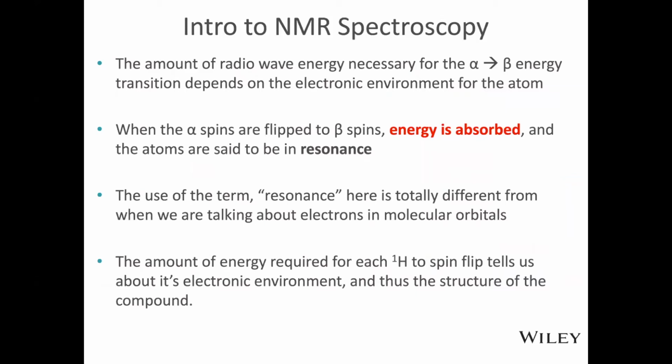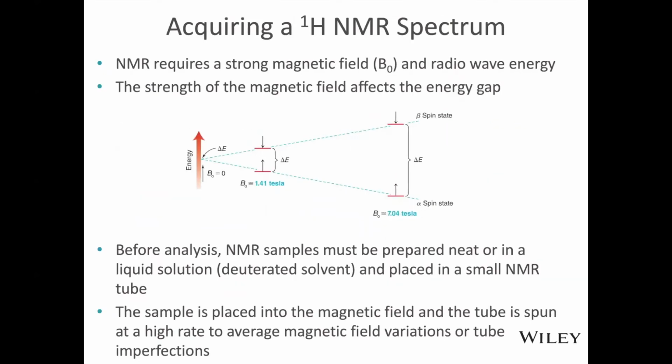When an alpha spin is flipped to a beta spin, energy is absorbed, and the atoms are said to be in resonance. This is not the same resonance that we talk about when we're pushing electrons and creating stable conjugate bases. It's the same term, but a completely different concept. And the amount of energy required for each proton to spin flip tells us about its electronic environment. It tells us about where the electrons are around that nucleus, and ultimately it tells us about the structure of the compound. So nuclear magnetic resonance requires a strong magnetic field, and it requires radio wave energy.